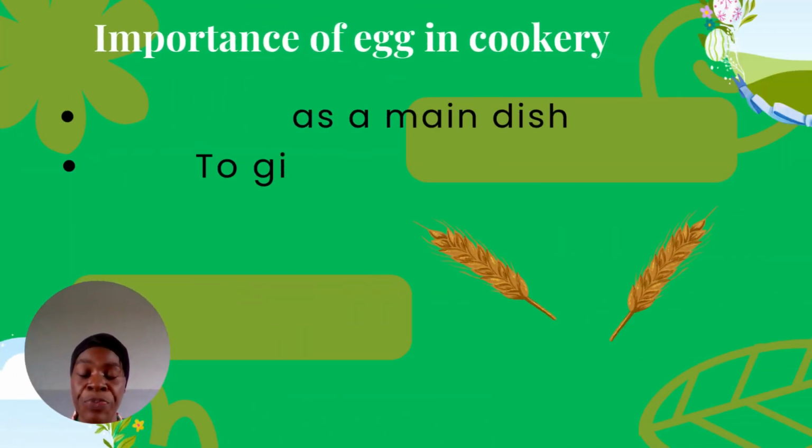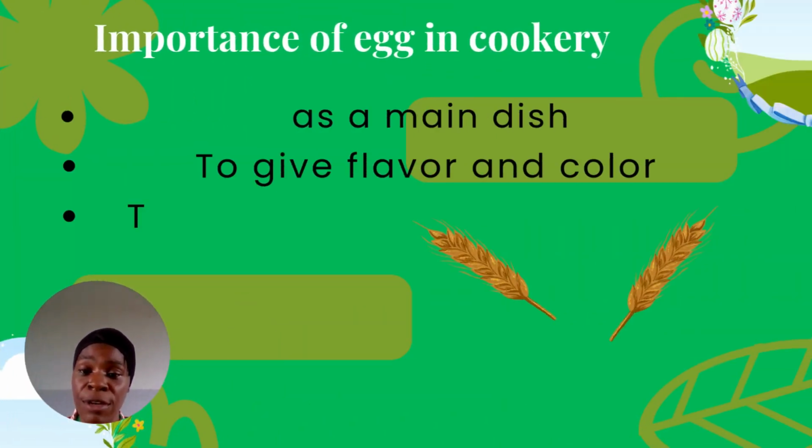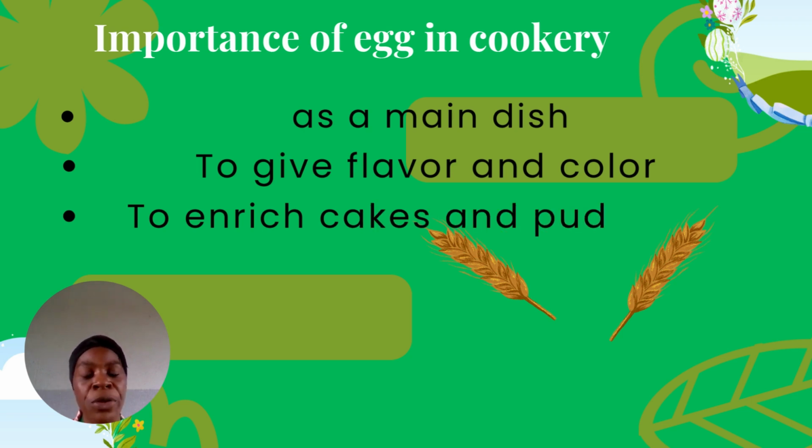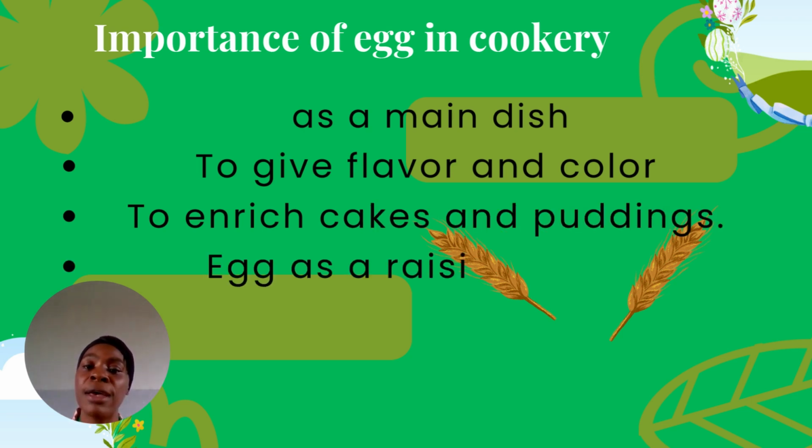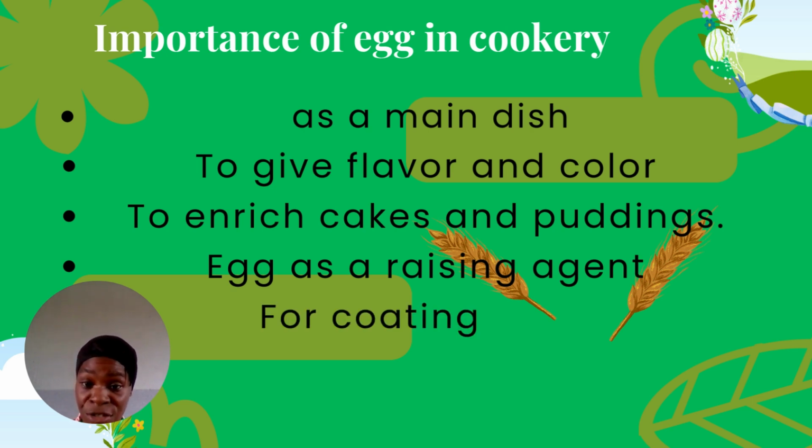Importance of eggs in cookery, like what are the uses of egg? What do you use egg for when cooking? Importance of egg in cookery. Now, as a main dish, yes, you can actually prepare your egg as a main dish. We have different methods or ways we can prepare our egg. We have scrambled egg, we have omelette, okay. We have fried egg. We have poached egg, very good for toddlers, for children, okay, or for people convalescing, okay.